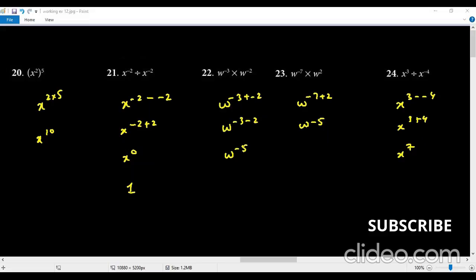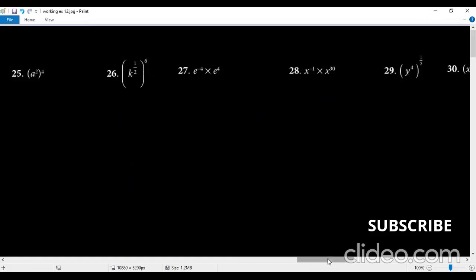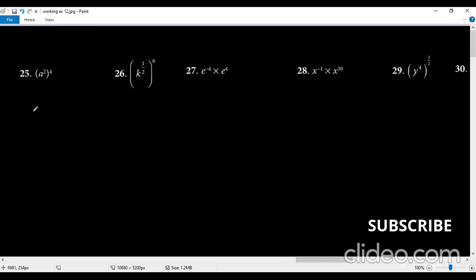Now comes the next question, which is 25. The rule says that powers are getting multiplied. 2 power 8, 2 power 4 is going to be 2 power 8. In here, k is going to be half multiplied by 6. That means k cube is going to be the answer.